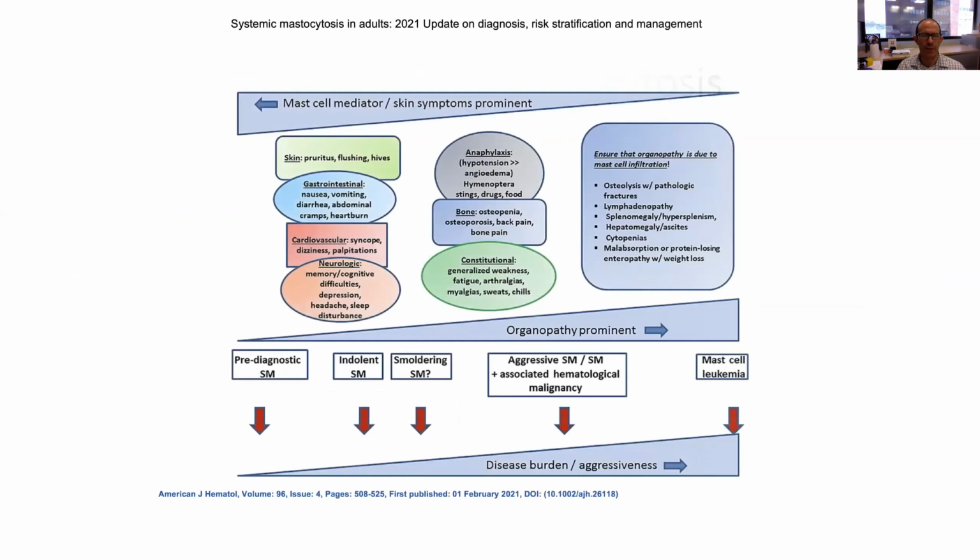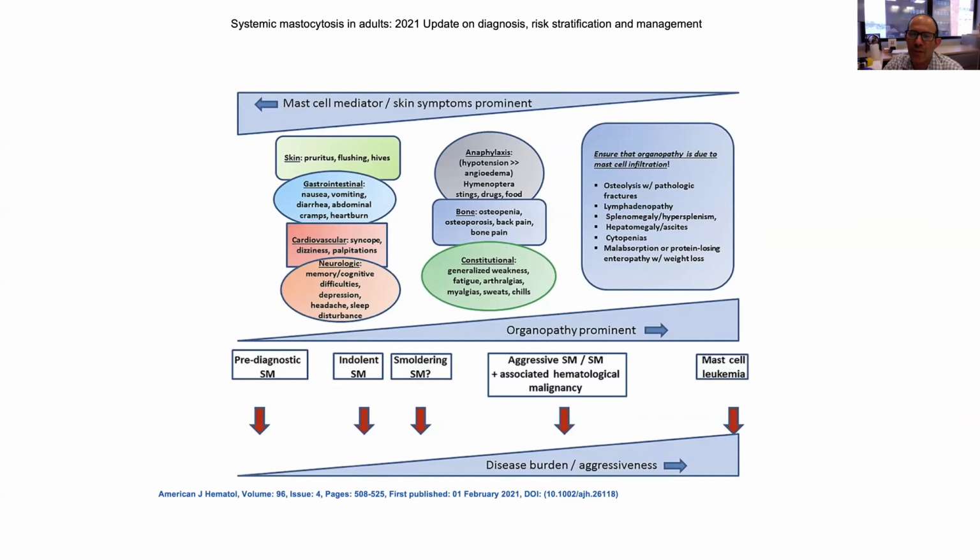Now, with respect to MCAS and mastocytosis, this is a review focusing on mastocytosis. We have pre-diagnostic systemic mastocytosis or indolent systemic mastocytosis, where in many cases you have more mast cell mediator and skin symptoms, which can include neurologic symptoms, I would point out, like cognitive difficulties, depression, headache, and sleep disturbances. Then when you have more of a smoldering or aggressive systemic mastocytosis, that's when anaphylaxis comes out. That's when bone issues such as osteopenia or osteoporosis come out. And then more constitutional symptoms like fatigue and arthralgias can come in, as would happen with a myeloid disorder of all sorts.